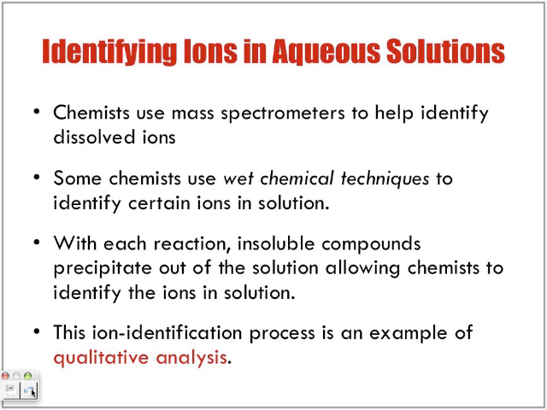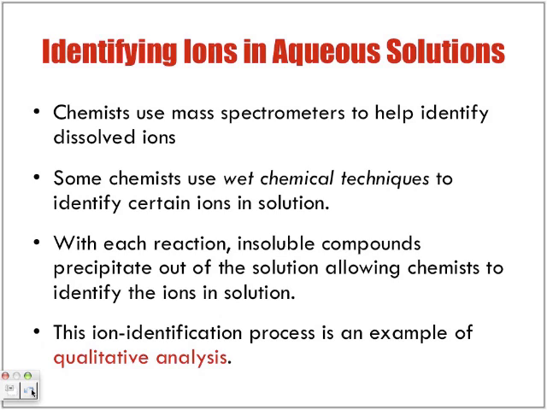Some chemists use something called a wet chemical technique to identify certain ions in solution. With each reaction, insoluble compounds precipitate out of the solution, allowing chemists to identify the ions in solution. This ion identification process is an example of what we call a qualitative analysis.